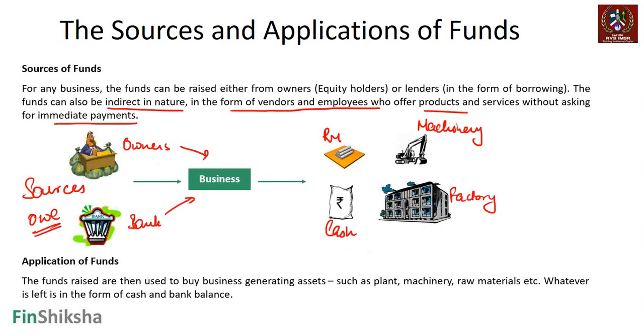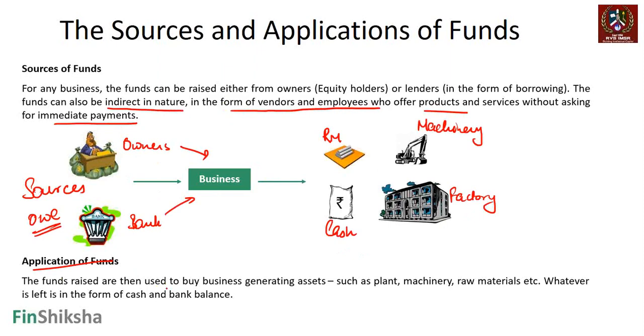My tire supplier gives me the tires without really taking the money for it. In a way, it is a source of funds for me. I have to return money for it at some point of time, right? So these are indirect funds that a company can raise. We will look at where we classify them separately.